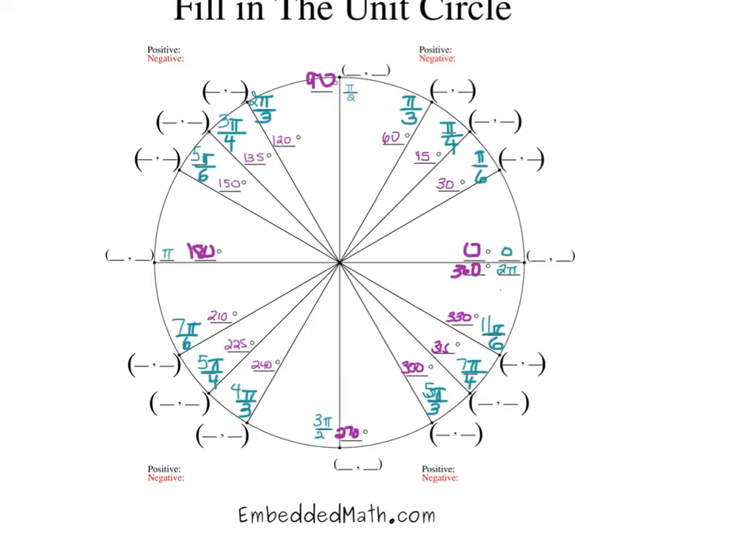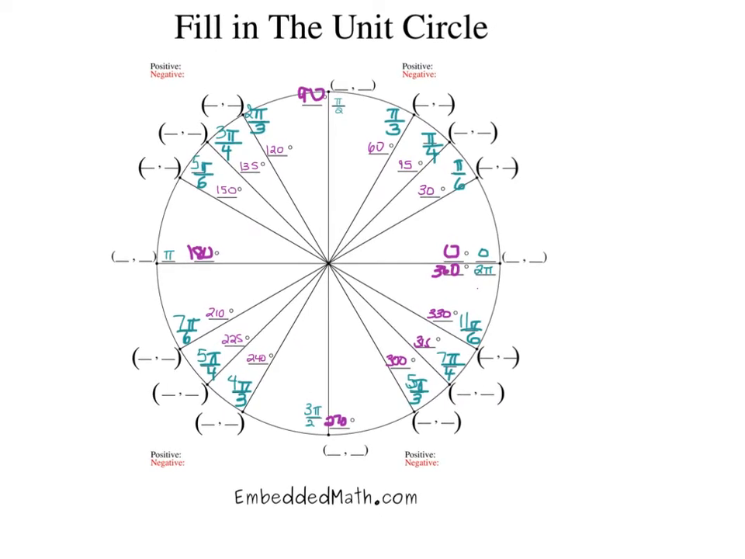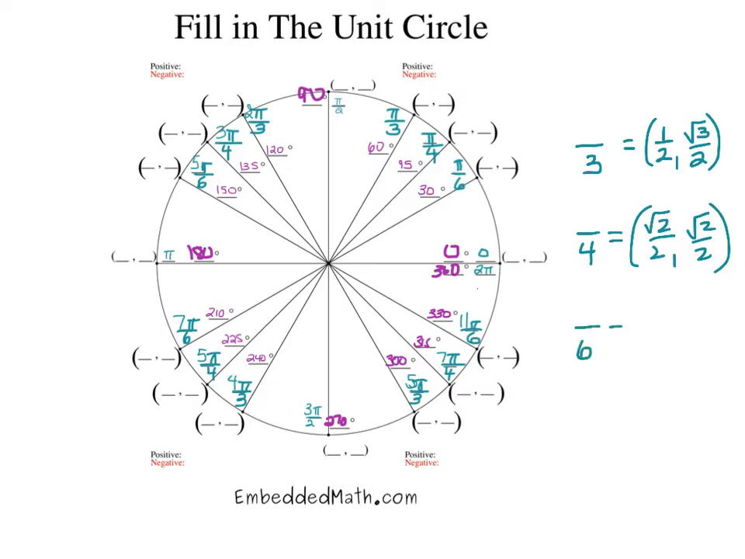So now all the points are going to be filled in, okay? But what I want you to know, more than where they are around the circle, because this will help you so much as we move forward, is every over 3, once it's simplified, every over 3 has the point that is 1/2 and root 3 over 2. Every over 4 has root 2 over 2 and root 2 over 2. And every over 6 has root 3 over 2 and 1/2. The only thing that changes is the positive or negative signs.